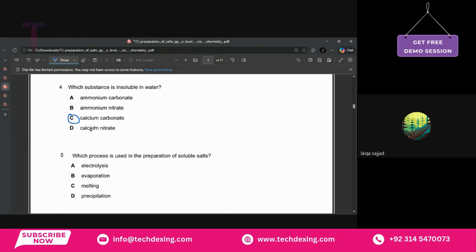And what about carbonates? Are all the carbonates insoluble? No, not all. What are the exceptions? Sodium, potassium, and ammonium. Very good. Most of the carbonates are insoluble except for the ones that contain group 1 elements like sodium or potassium.